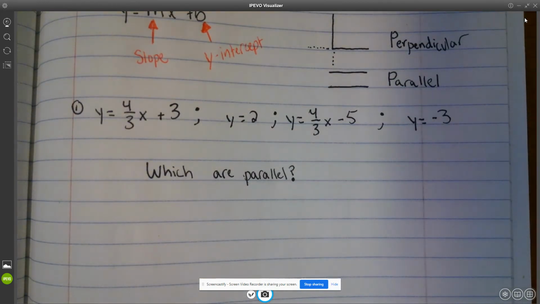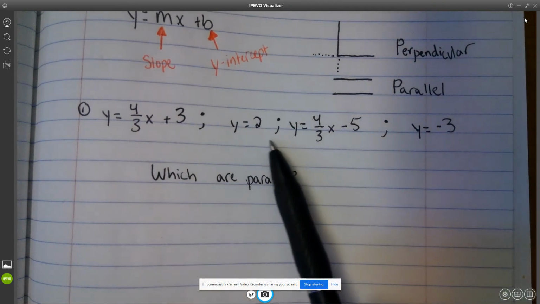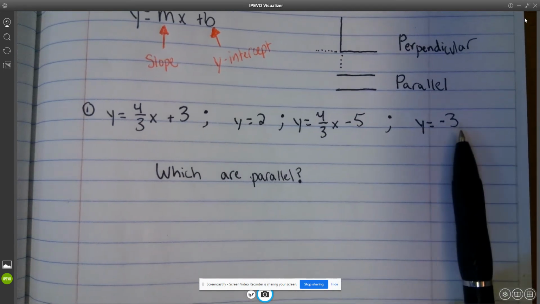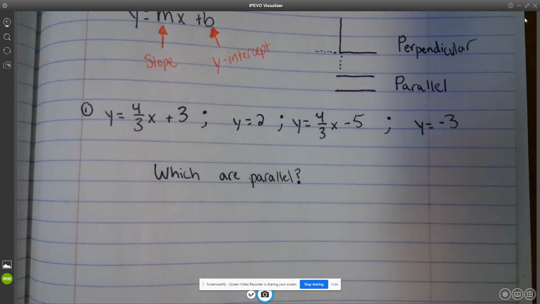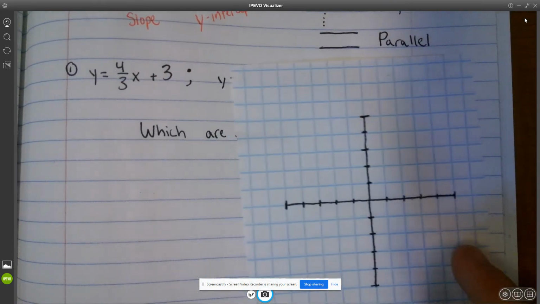We have y equals 4/3 x plus 3, y equals 2, y equals 4/3 x minus 5, and y equals -3. It says which are parallel. So in order to do this, we're going to have to graph, and I have that right here.